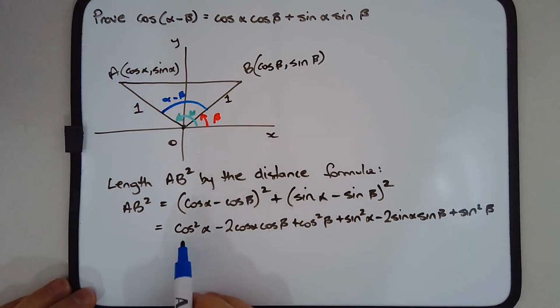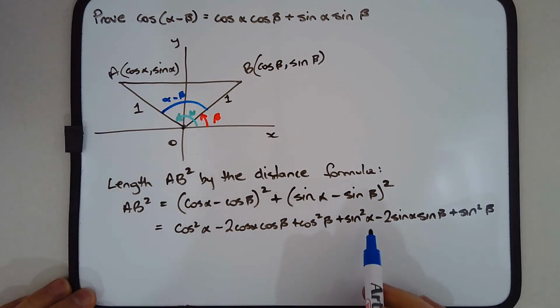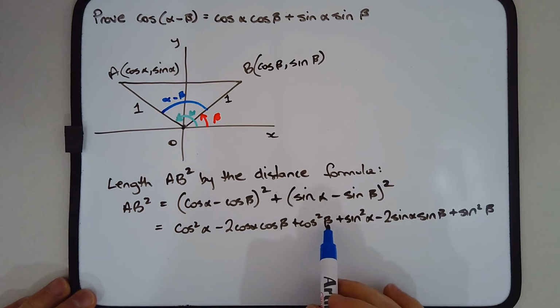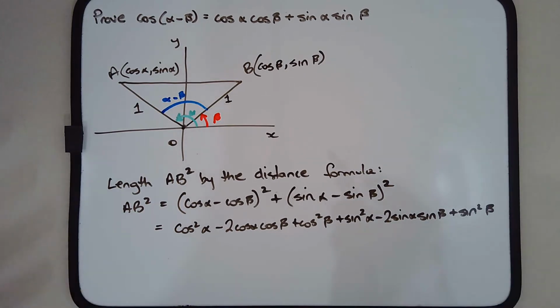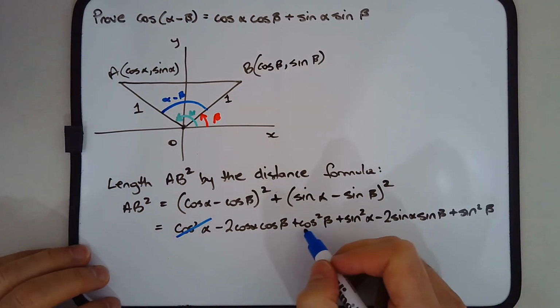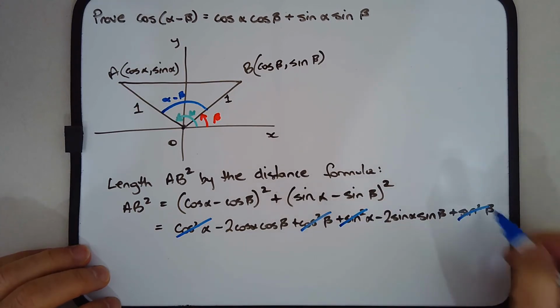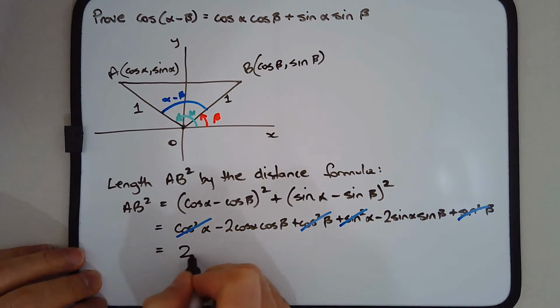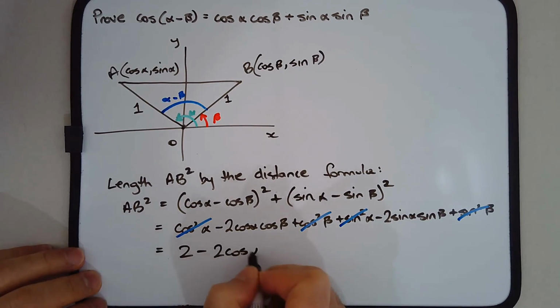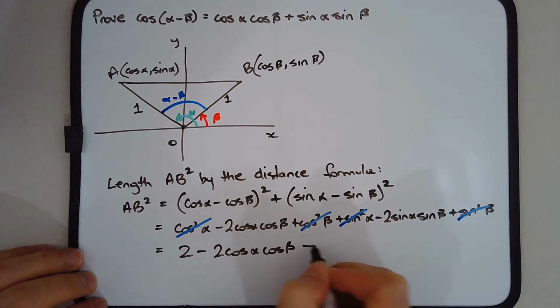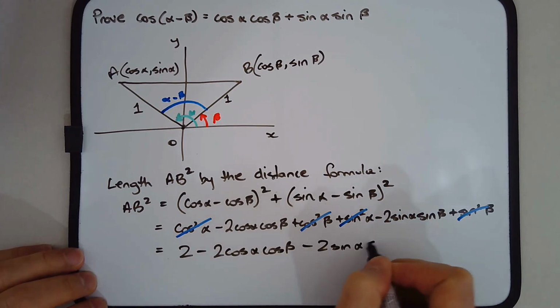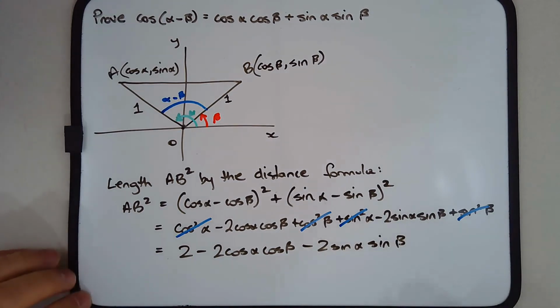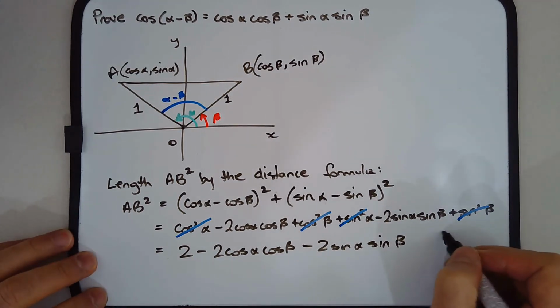Now, there's a few things that we can simplify here. You notice that there's a cos squared alpha and there's a sine squared alpha. There's also a cos squared beta and a sine squared beta. So cos squared alpha plus sine squared alpha equals 1. And likewise, cos squared beta plus sine squared beta also equals 1. So we could in fact eliminate all the squareds basically, and replace it just with the number 2. So that's equal to 2 minus 2 cos alpha cos beta minus 2 sine alpha sine beta. Okay, so let's call that equation number 1.